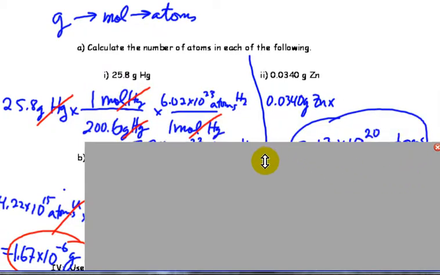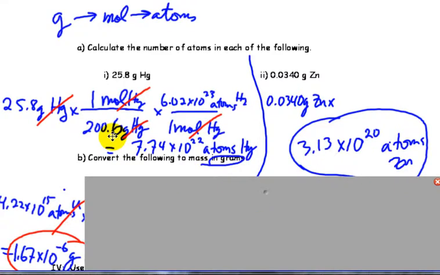Okay, if you had an opportunity to do that, so grams to atoms, you have to multiply by 1 mole over 200.6 grams, and then multiply by 6.02 times 10 to the 23rd atoms over 1 mole, and we get that. I ran out of room here, so I just wrote the answer for zinc, but it'd be the same process. Multiply by 1 mole over the molar mass, and then multiply by 6.02 times 10 to the 23rd over 1 mole, and we get 3.13 times 10 to the 20 atoms.